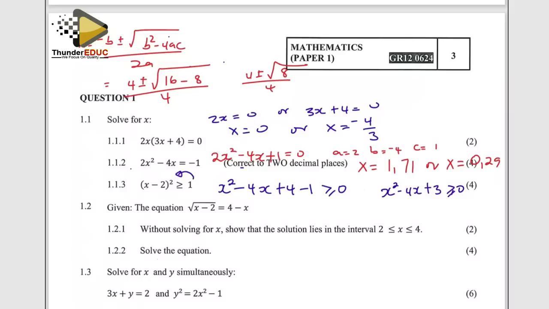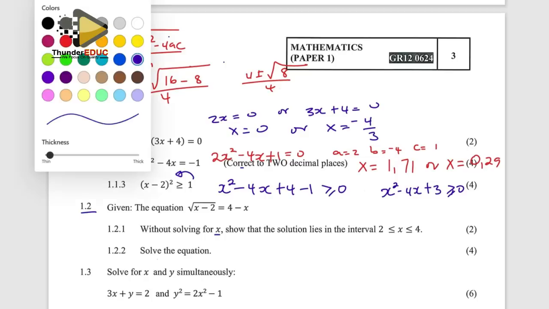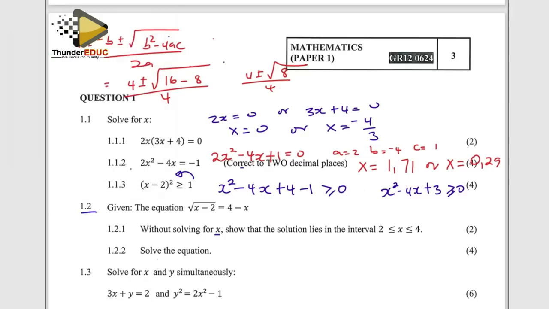Okay, then 1.2 is telling us that the equation square root of x minus 2 is equal to 4 minus x. Without solving for x, show that the solution lies within this interval. So for the solution to lie within this interval, we just need to focus on the domain. Okay, look at this. Whatever is inside the root sign, this discriminant, for it to exist, all of it must be greater or equal to 0. In other words, we don't expect a negative answer under the root sign. So which means our x is greater or equal to 2.